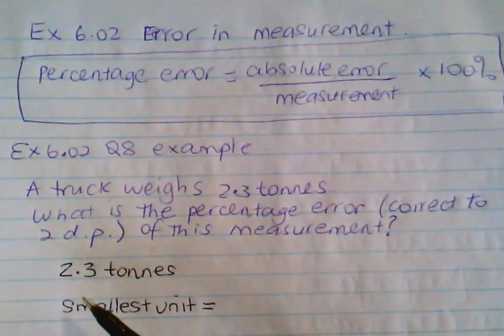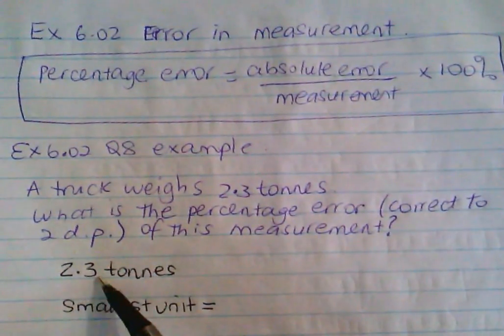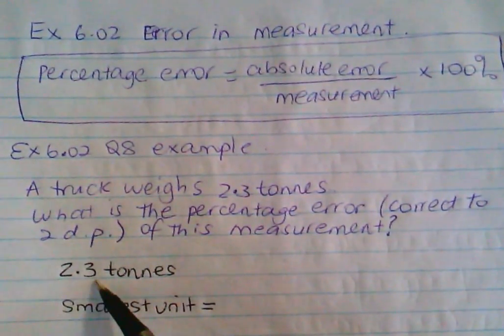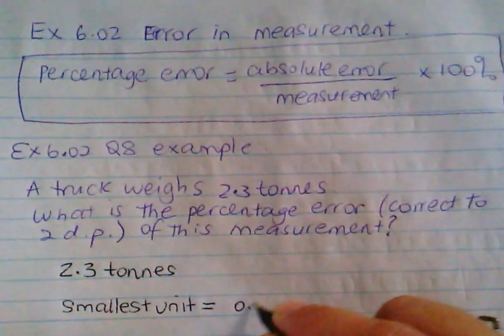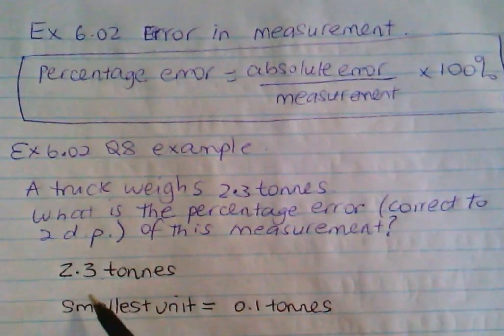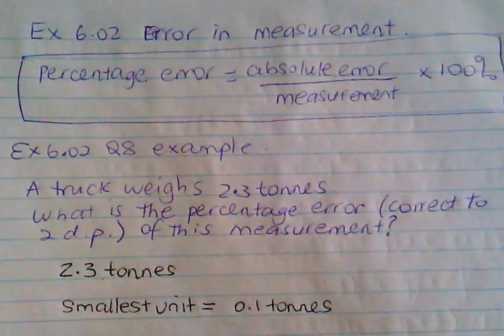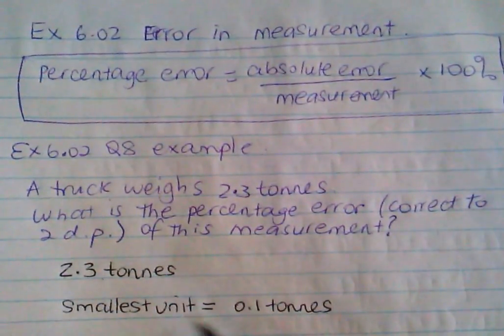Like, you know how it's 2.3 tonnes? What would be the next reading? Yes, the smallest unit is 0.1 tonnes. How do I know that? See, this is 2.3, not 2.4, not 2.2. Do you get it? It's going up by 0.1s. So that's the smallest unit.